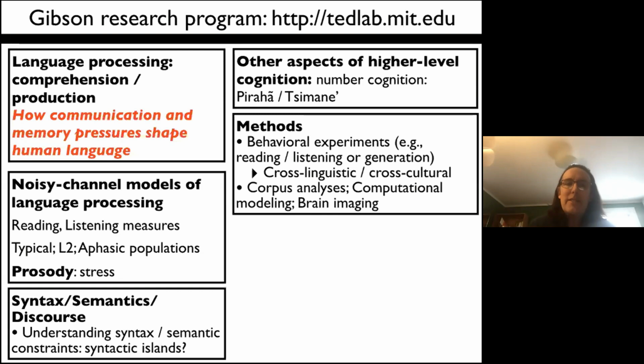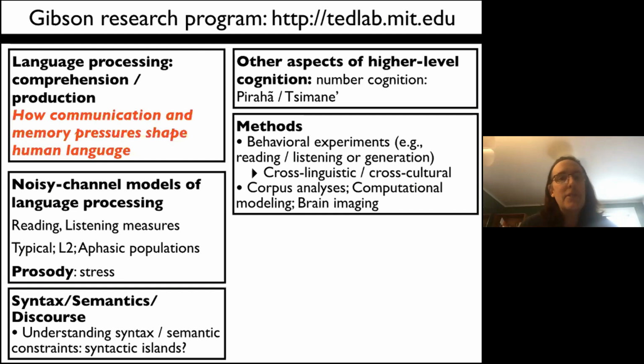I don't just do language stuff. We also work on higher level cognition. I'm not going to talk about that, but we work on number, and what the generalizations are about how number comes to be learned or acquired by humans. I work with a couple of remote populations there, the Piraha and the Chimane. I'm going to say more about those. Those are Amazonian remote populations. I'll tell you a little bit more about that in a minute.